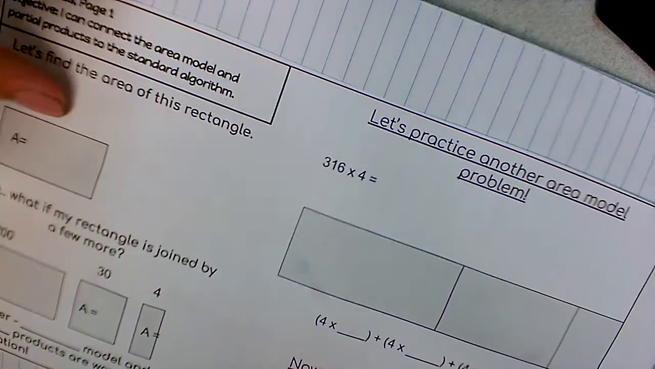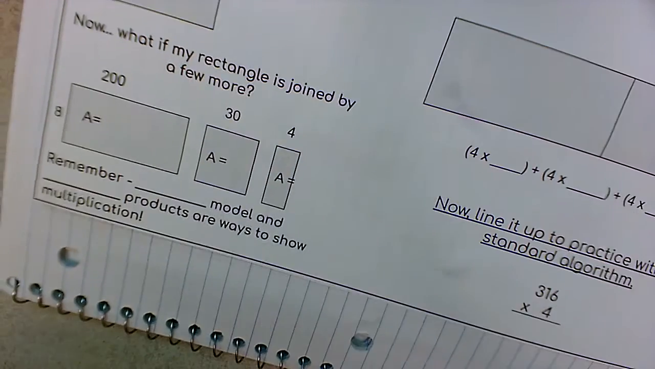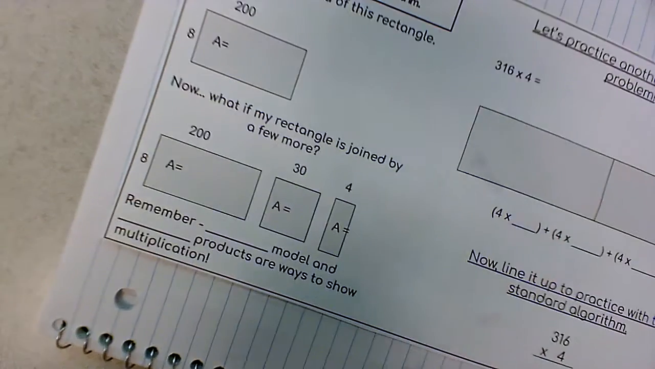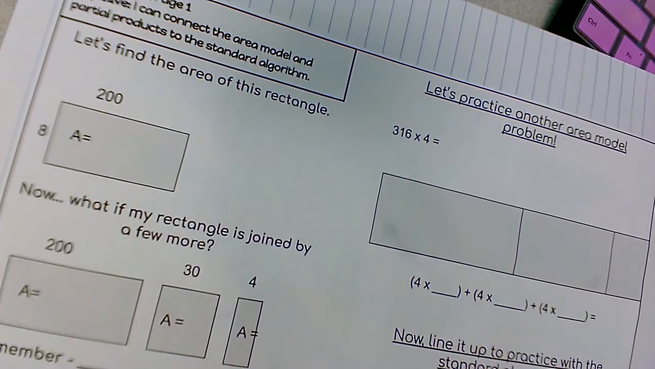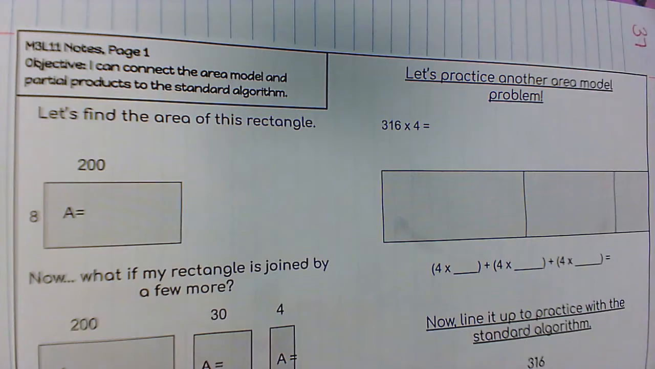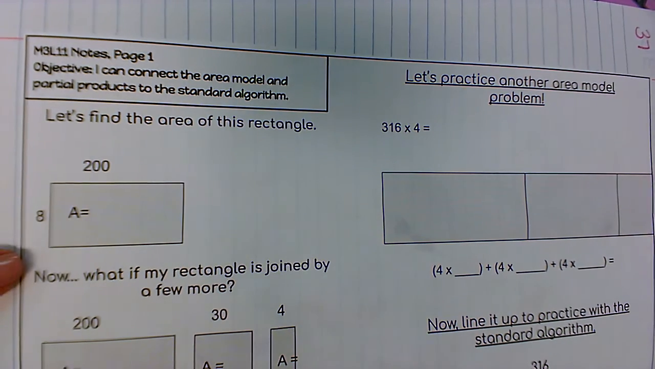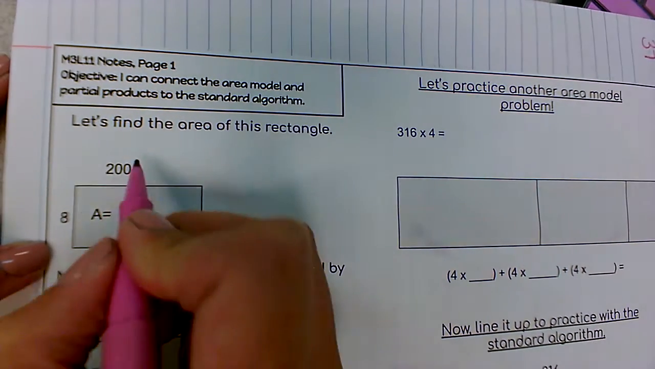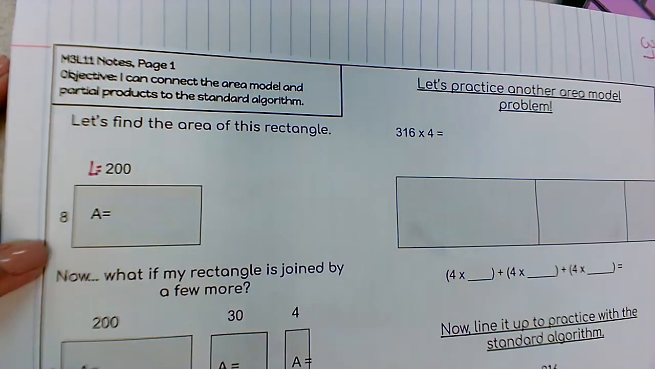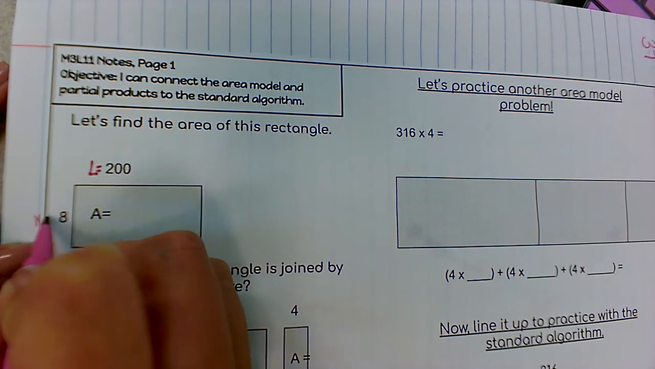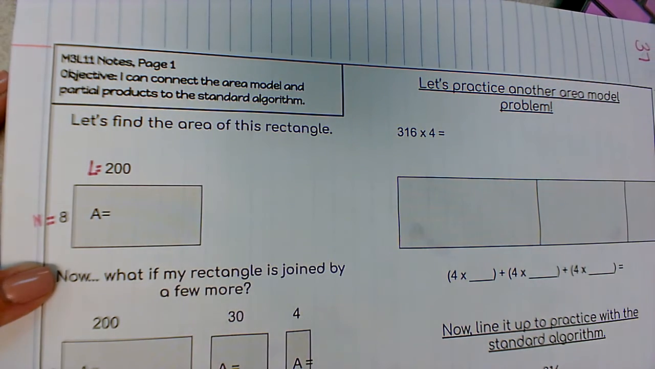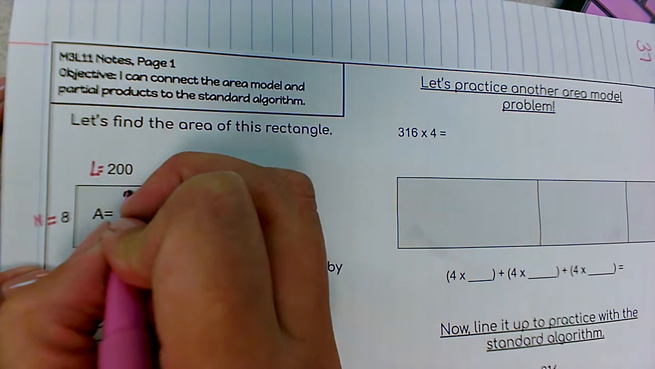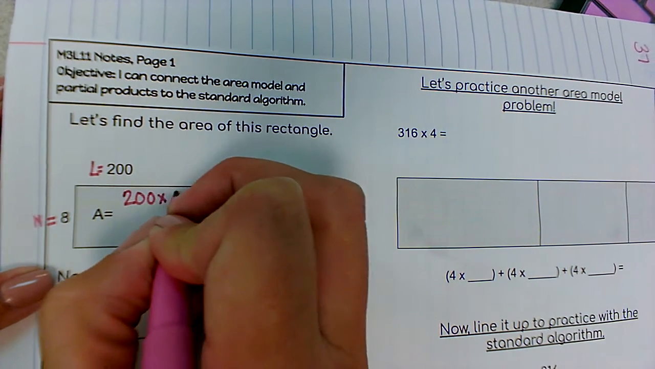All right, my friends, we have 2 pages of notes, and you can see our objective says, I can connect the area model and partial products to the standard algorithm. So what we're going to do first is look at this rectangle. Now in this rectangle, I can see the length is 200, and I see the width is 8. Now if I wanted to find the area, I remember that the area is the stuff inside of a rectangle. And so I would take 200 times 8.